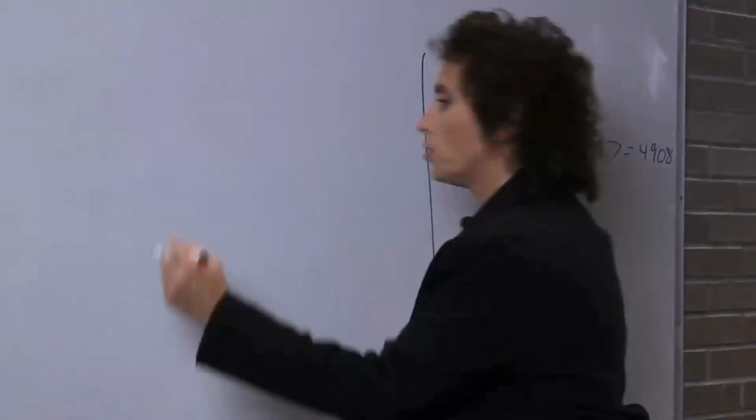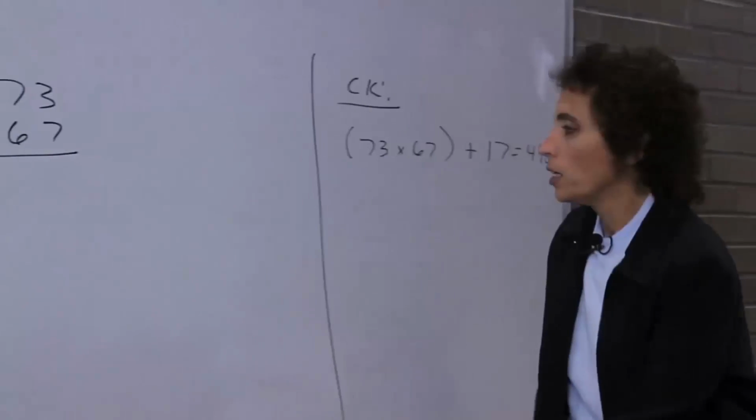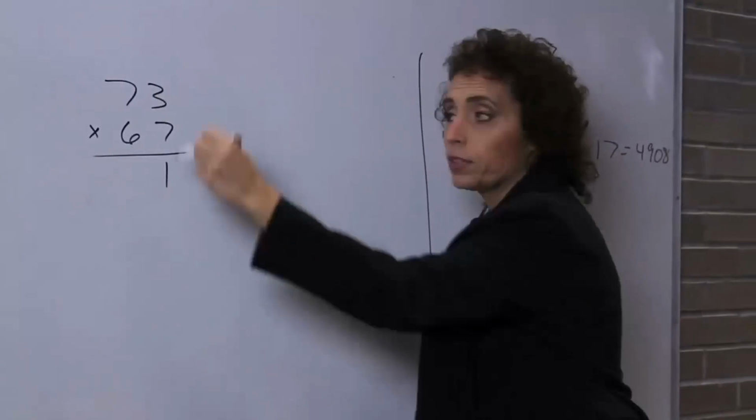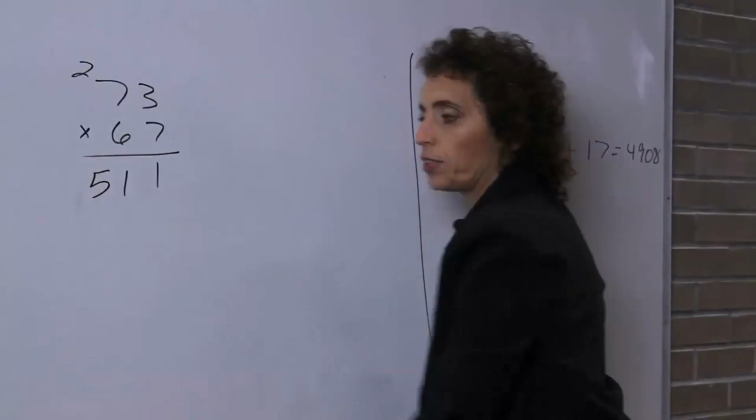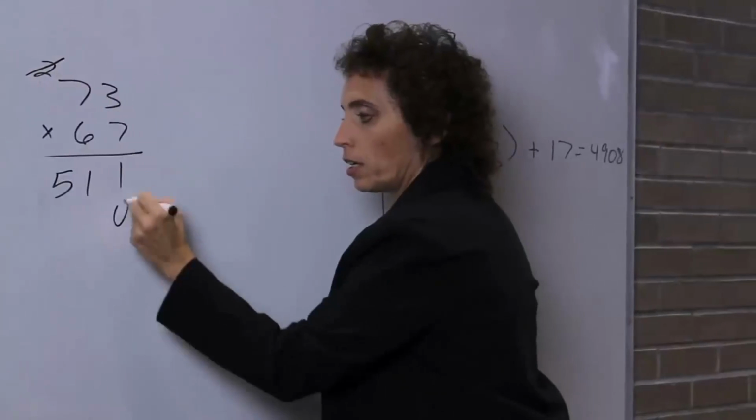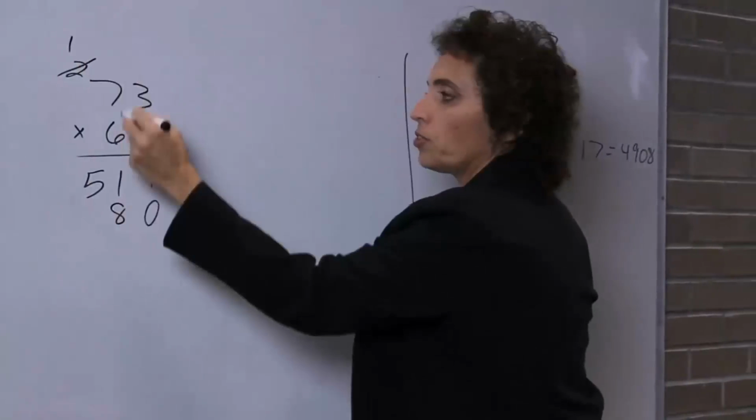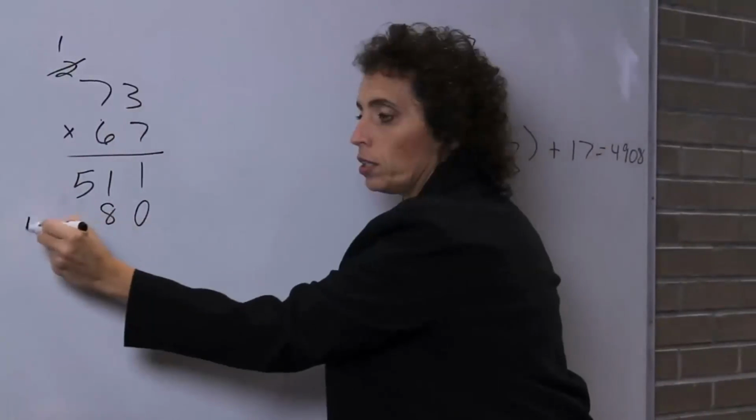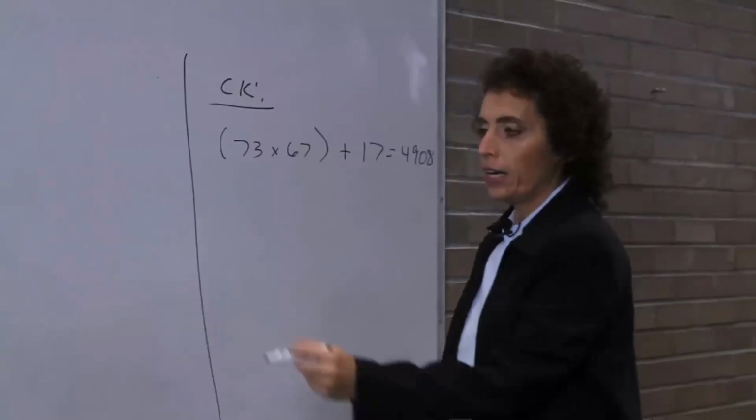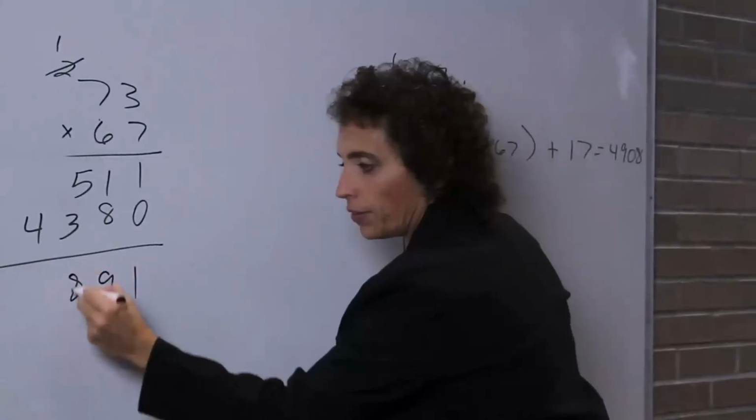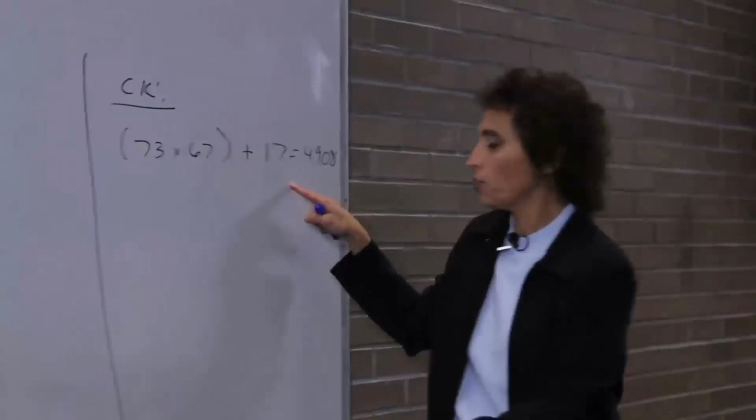Here we go. 73 times 67. Okay, so 7 times 3 is 21. Carry the 2. 7 times 7 is 49, plus 2 is 51. Placeholder, 6 times 3 is 18. Carry the 1. 6 times 7 is 42, plus 1, 43. Okay, now we add. 4,891. So that's 73 times 67, and now we're going to add 17.